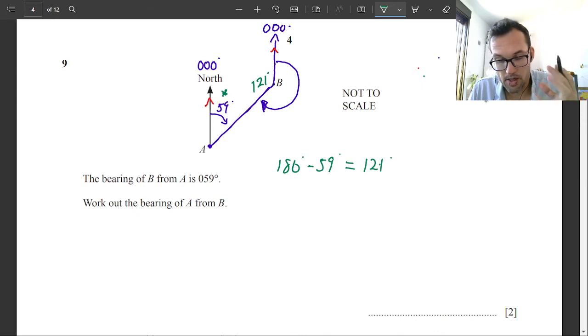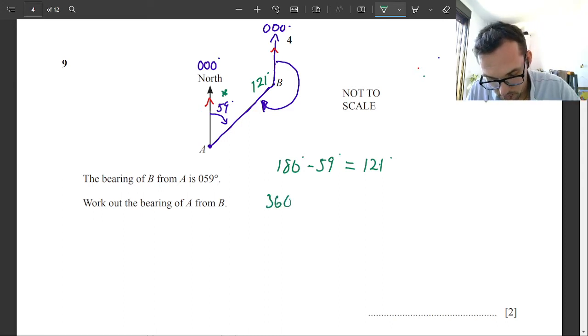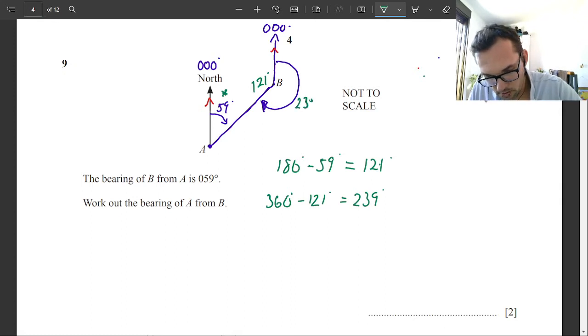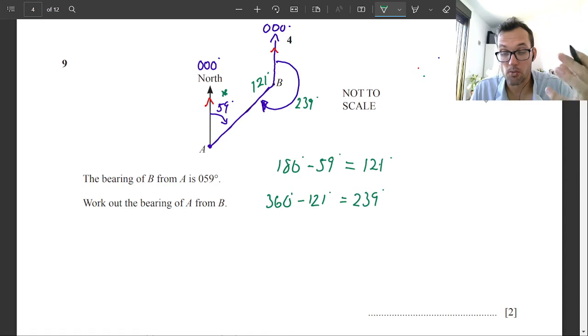So what we need to do next is subtract that from 360 to get the clockwise angle. So 360 minus 121 will give us 239. Meaning this angle here on the outside clockwise is 239, and that is the bearing we're looking for because it's clockwise, 3 digits, and we have the answer.